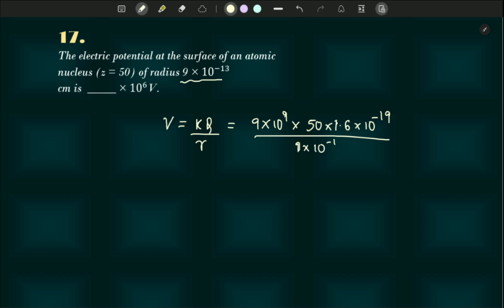We have to convert it into meter. So 9 into 10 to the power minus 15. So if we cancel out minus 4, here 5, 9 gets cancelled. So ultimately I am getting 5 into 1.6, which is 8 into 10 to the power 6 volt. So I have to find the value. So 8 into 10 to the power 6 volt is the correct answer to this question.